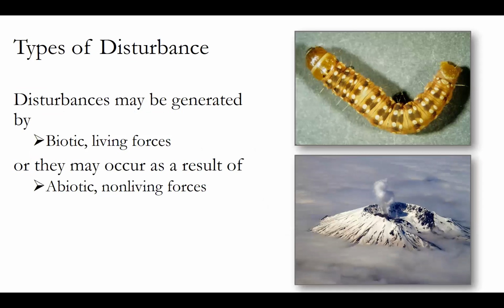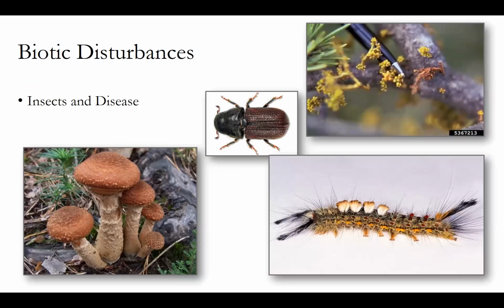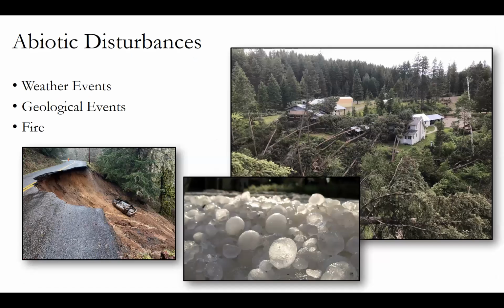So disturbances may be generated by biotic, living forces, or they may occur as a result of abiotic, non-living forces. Biotic disturbances will include those insects and diseases that we're pretty familiar with: bark beetles, defoliators, root disease, heart rot, and foliar diseases. Abiotic disturbances will include things such as weather events, hailstorms and tornadoes, geological events such as landslides and volcanoes, and of course, wildfire.